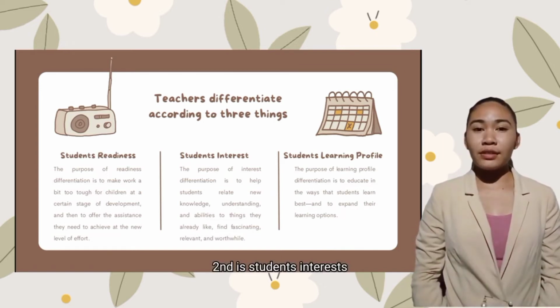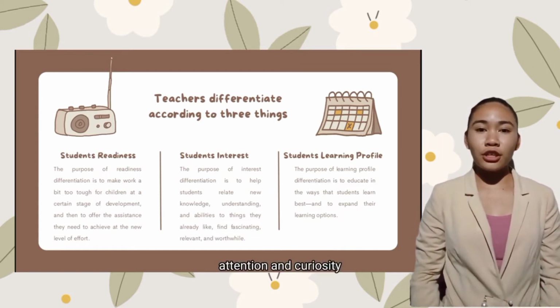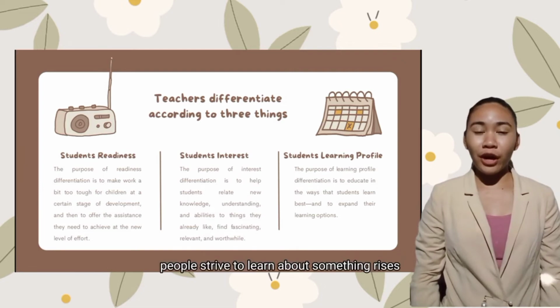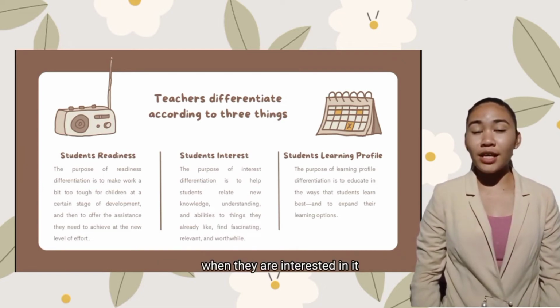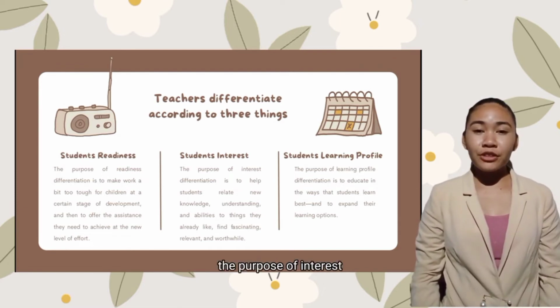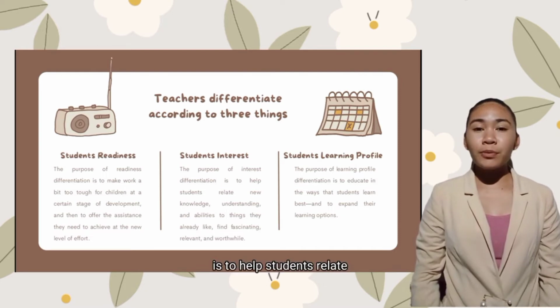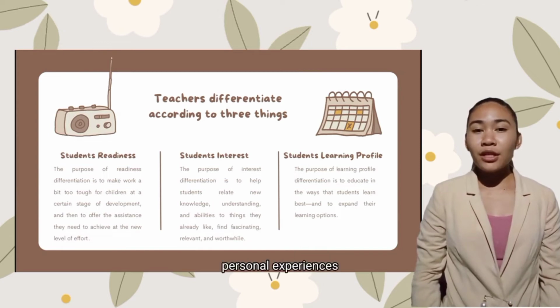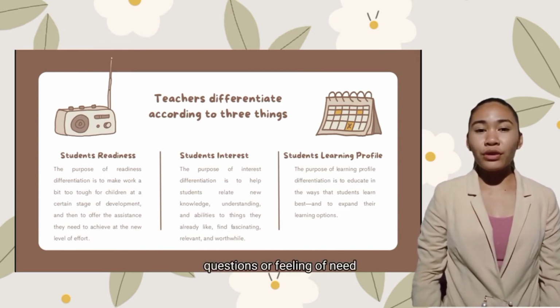Second is students' interest. That which draws a student's attention, curiosity, and engagement is how interest is defined. People's drive to learn about something rises when they are interested in it, which improves learning results. The purpose of interest differentiation is to help students relate new knowledge, understanding, and abilities to things they already like, find fascinating, relevant, and worthwhile. Typically connected to a student's talent, cultural background, personal experiences, questions, or feeling of need.